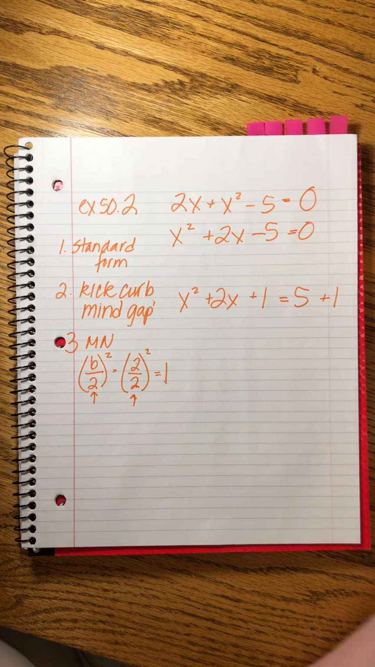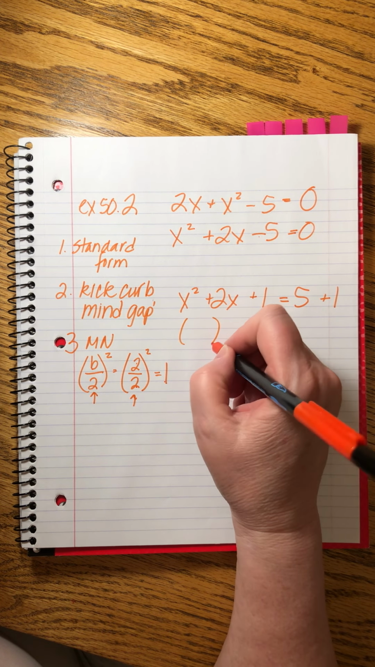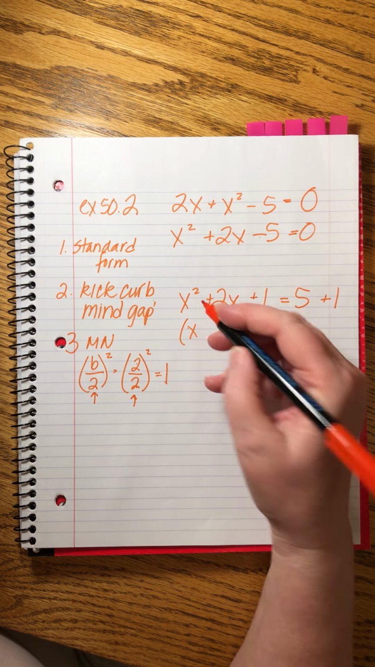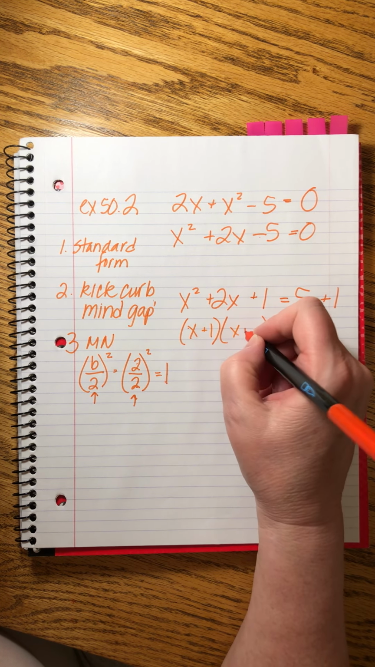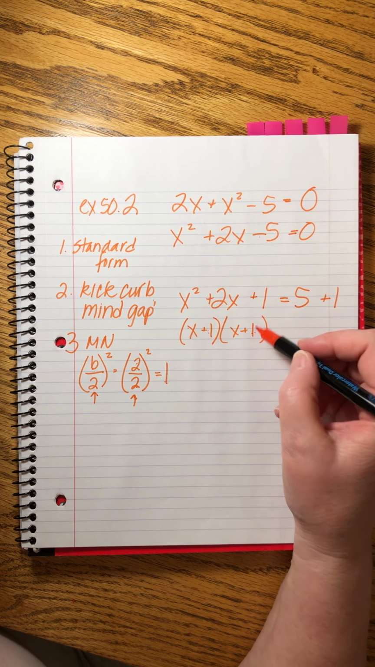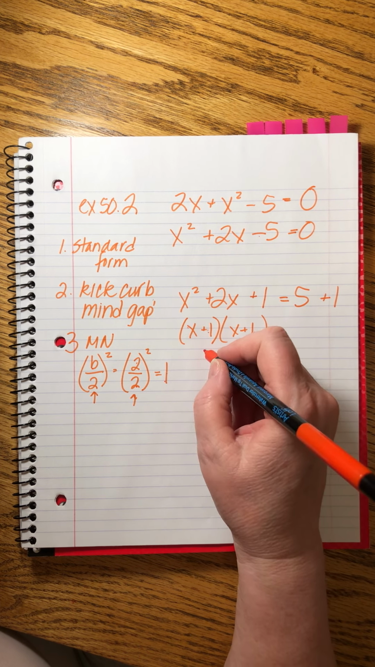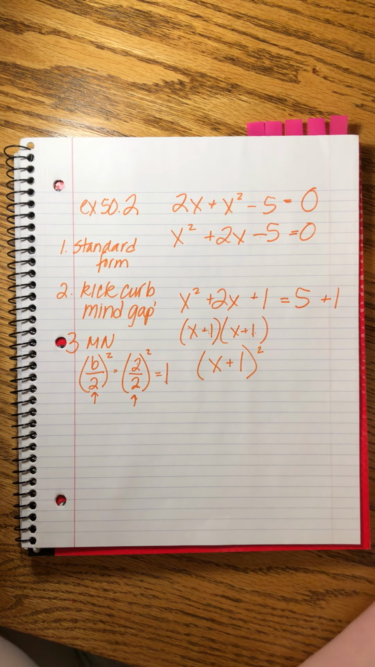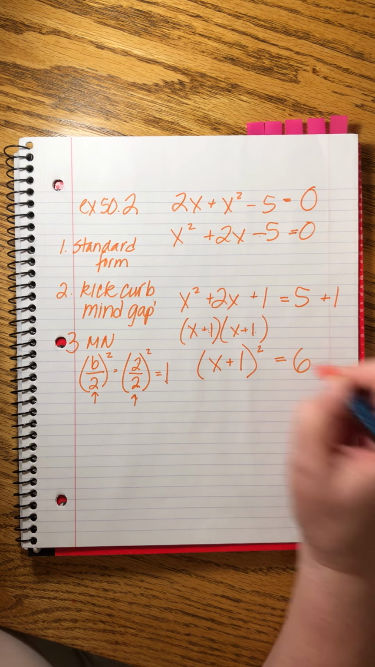perfect square. Now we pay attention to this and make sure that it worked. This should be x plus 1. Let's make sure it works. 1 times 1 is 1. 1 plus 1 is 2. Okay, that's good. So now we can write this folded up. I don't know why I always think of it that way. Equals 6, right?